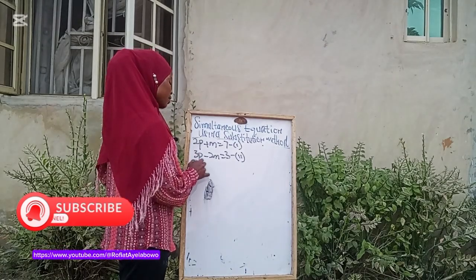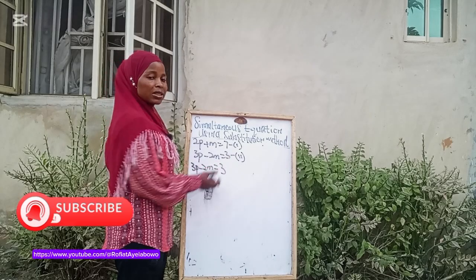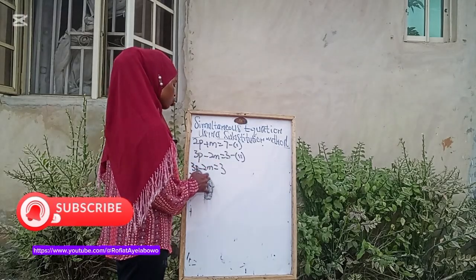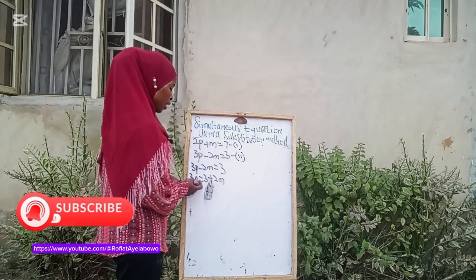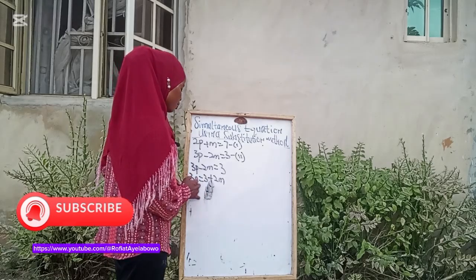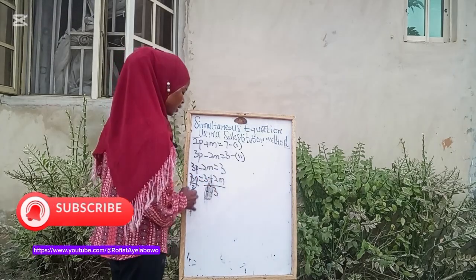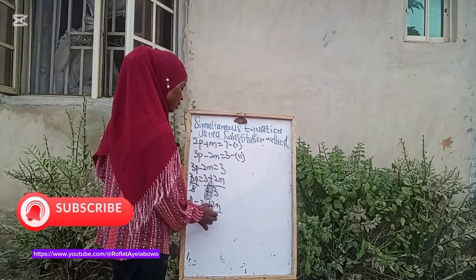3P minus 2M is equal to 3. Minus 2M will come to the other side of the equation, so it's going to be plus 2M. 3P is equal to 3 plus 2M. After that, you are going to divide both sides by 3 because you want P to stand on its own. This 3 will cancel this 3. P is equal to (3 plus 2M) over 3.